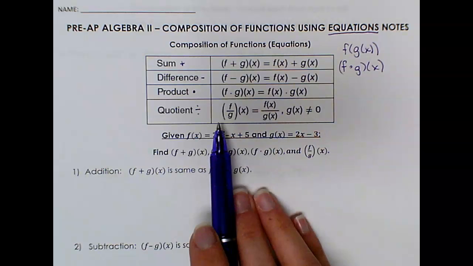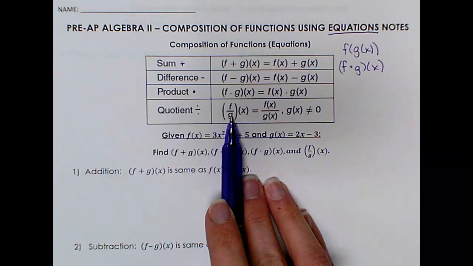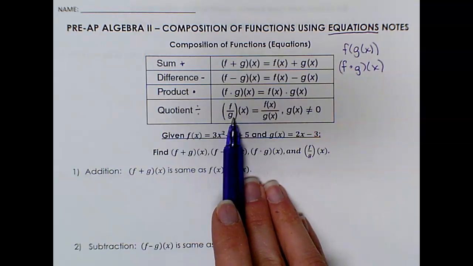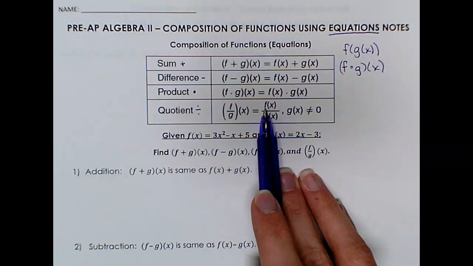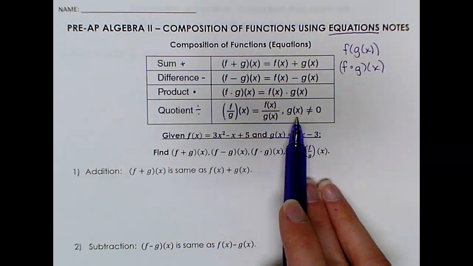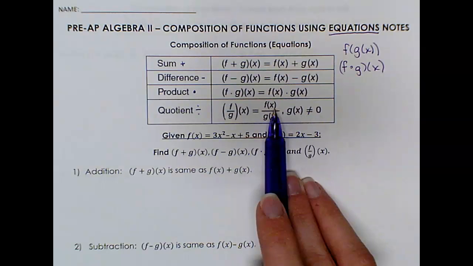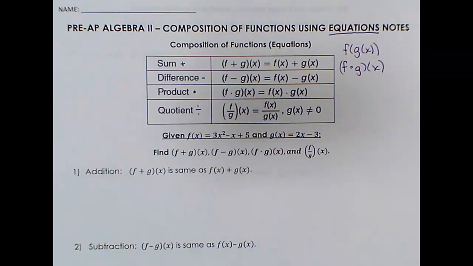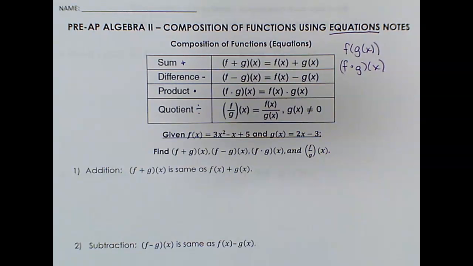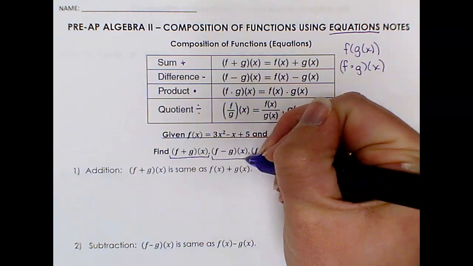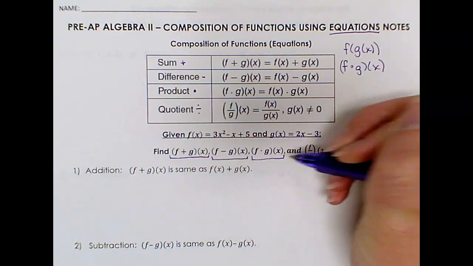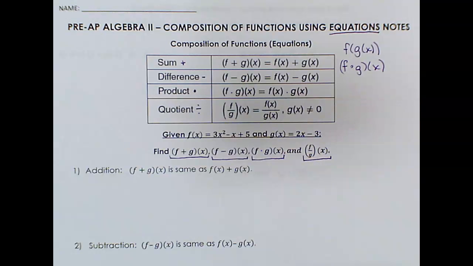And then lastly, we'll talk about the quotient. So it'll look like f over g of x, but what it will really be is the function f of x over the function g of x. And of course, g of x can't be equal to 0 because we can't divide by 0. We'll get an undefined answer. So we've got 4 examples on the front side. I'm going to be asked to find f plus g of x, f minus g of x, f times g of x, and f over g of x.